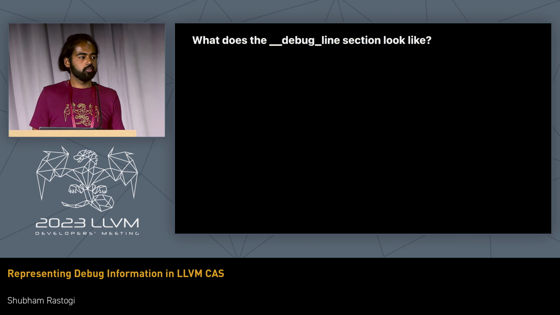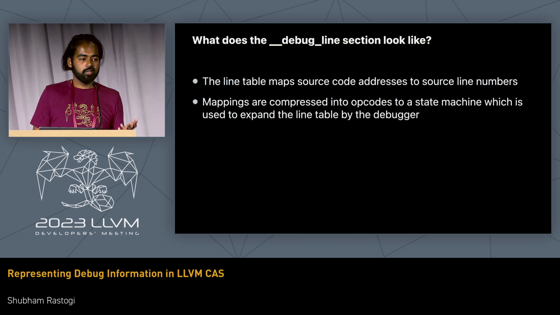So what does the debug line section look like? Well, the debug line section contains a line table, where the line table maps source code addresses to source line numbers. The mappings are compressed into opcodes to a state machine, which is used to expand into the line table by the debugger.